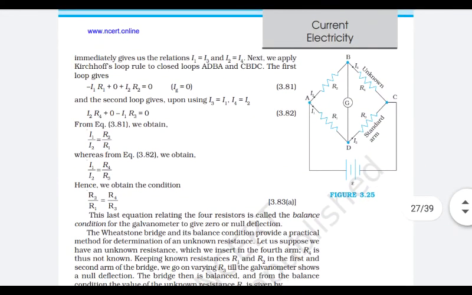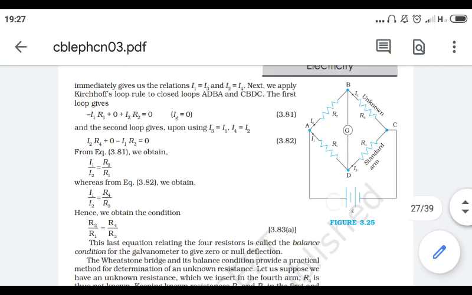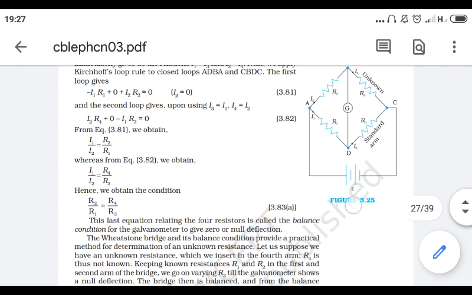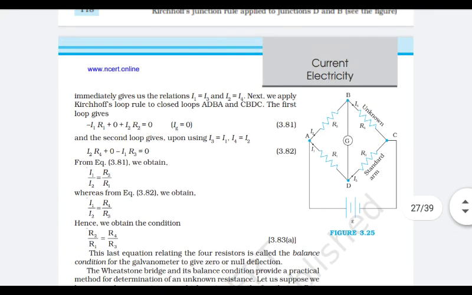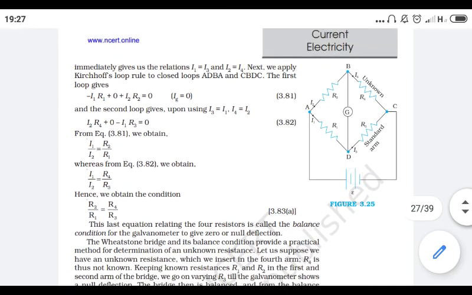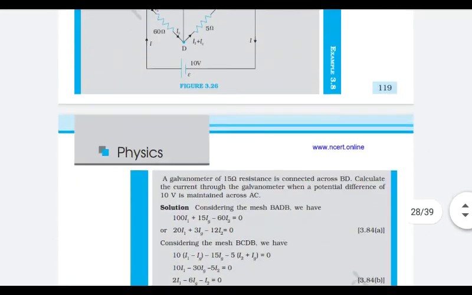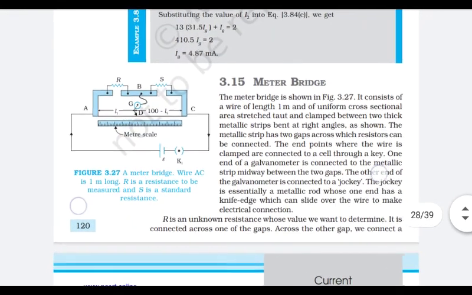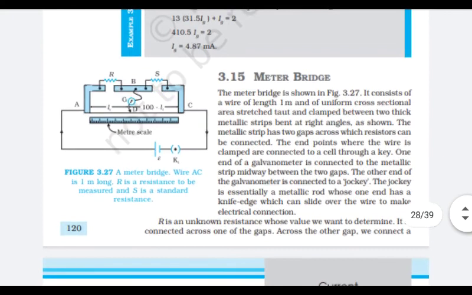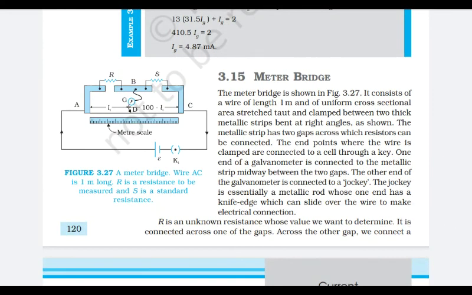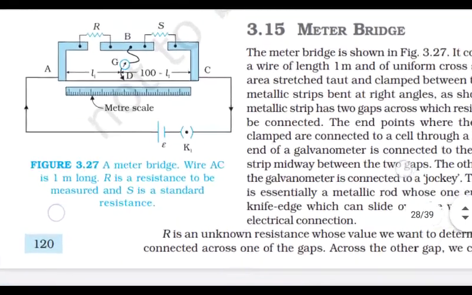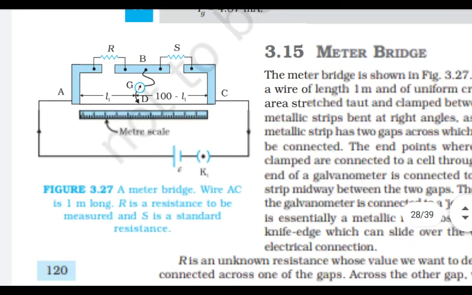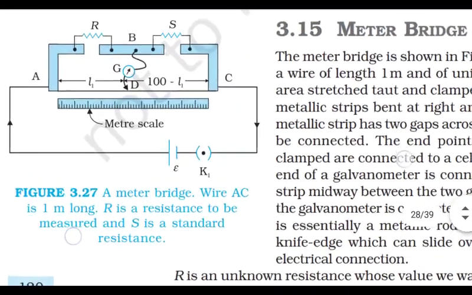Okay, the relation 3.83, this is a principle. If somebody has the Wheatstone bridge, then by Kirchhoff's law you have to come to this point 3.83. And this is the principle of a balanced Wheatstone bridge. And the meter bridge is based on the Wheatstone bridge principle to find out the unknown resistance, and this is the actual setup of the instrument. Not a circuit diagram, it is an actual setup.